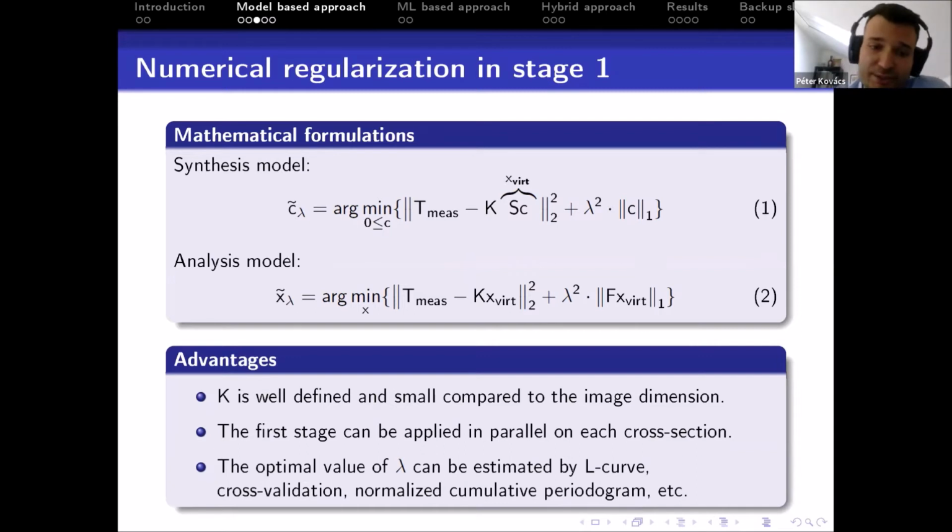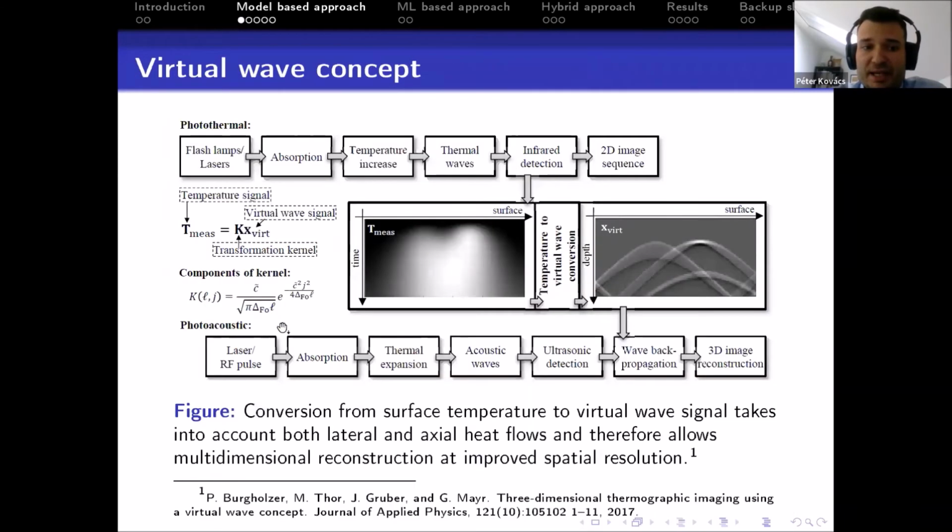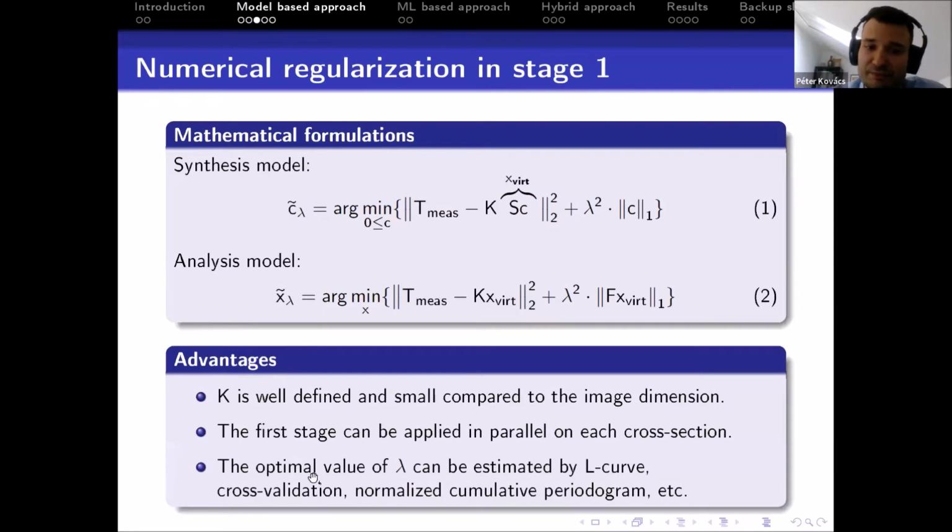The main advantages of the first stage are that K is well defined and small compared to the number of pixels or measurements made on the surface. K is explicitly defined. If I go back to this slide, you can see K. For K, we have a very compact formula. Each element of the matrix can be easily computed, and the transformation in each column can be done in parallel.